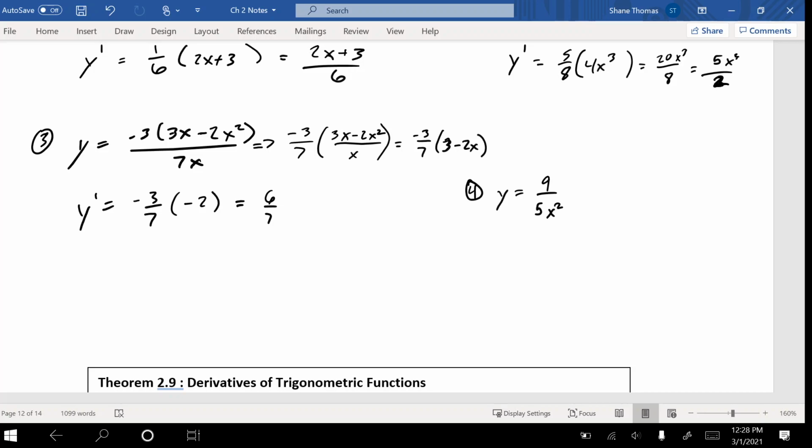All right, so here you go. Don't forget, an x on the bottom you can pull to the top, and then it does what to the exponent? There you go.